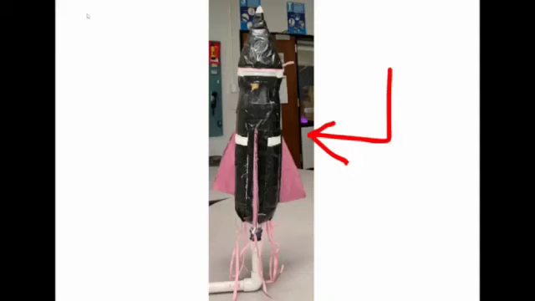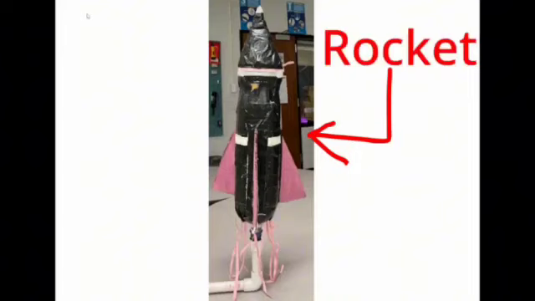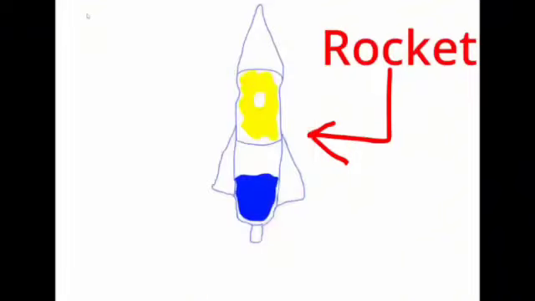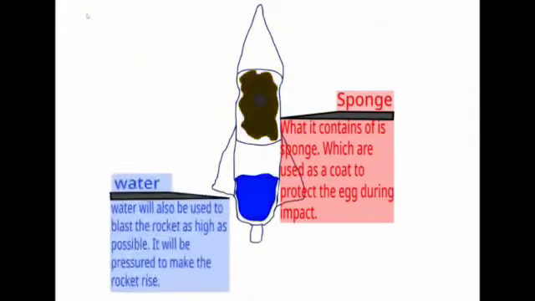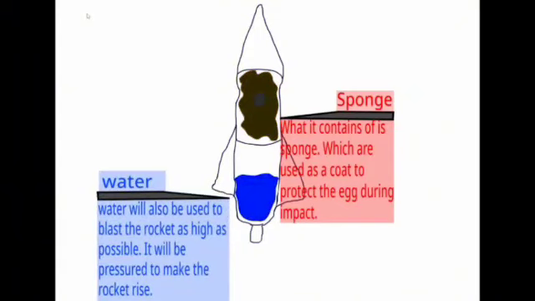This is a rocket. There's more. What it contains is sponge, which is used as a coat to protect the egg during impact. Water will also be used to blast the rocket as high as possible. It will be pressurized to make the rocket rise.